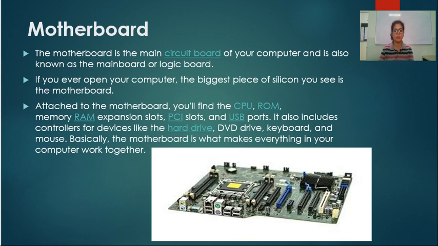Attached to the motherboard, you will find all the main components: the CPU, ROM, memory, RAM, expansion slots, PCI slots and USB ports. It also includes controllers like hard drive, DVD drive, keyboard and mouse. Every type of controller is required to control different types of operations, so all the controllers are also present on the motherboard. Basically the motherboard is what makes everything in your computer work together. So that is the motherboard.